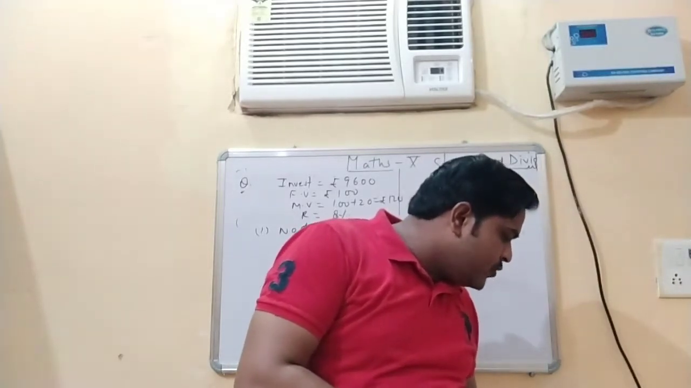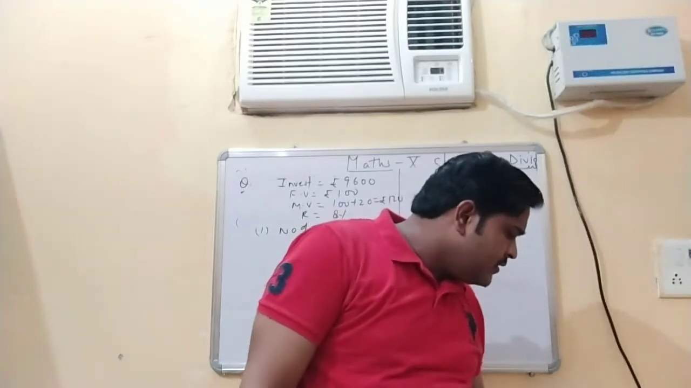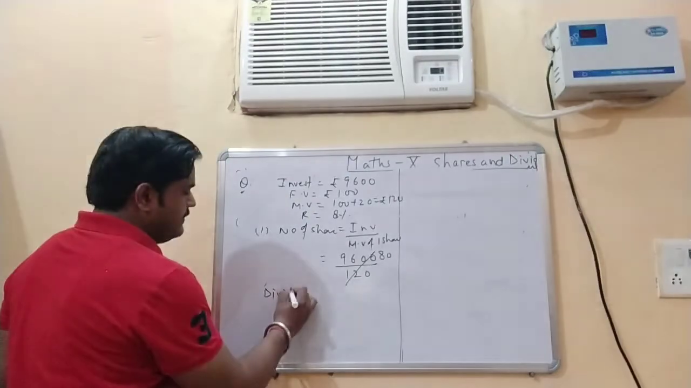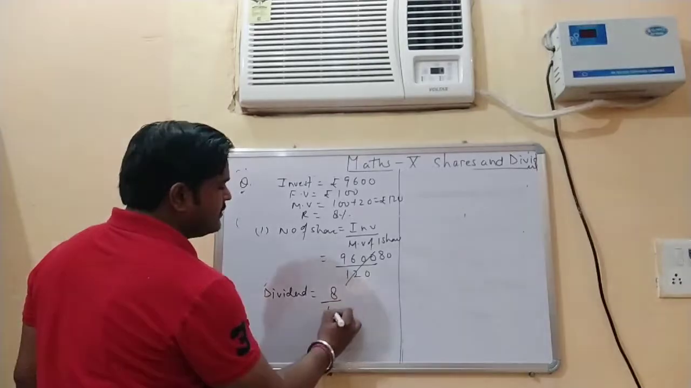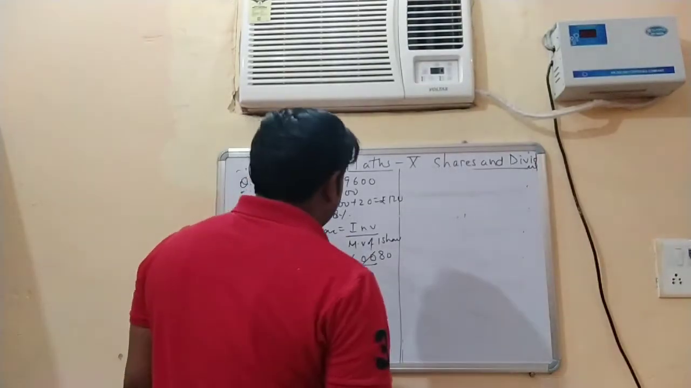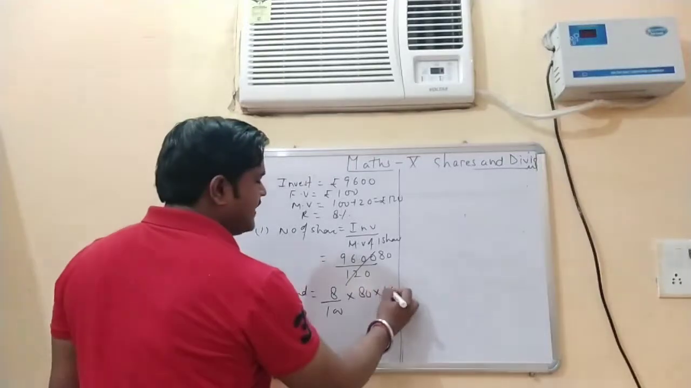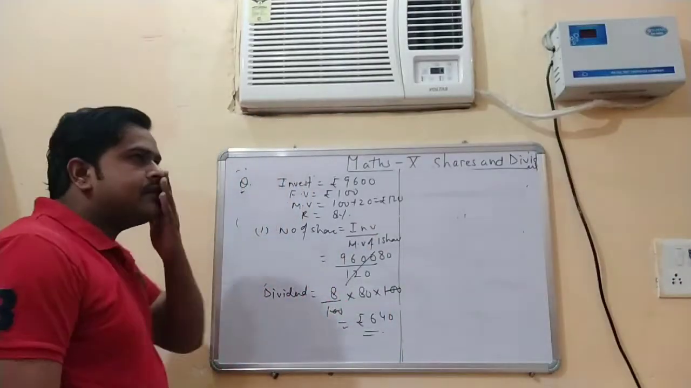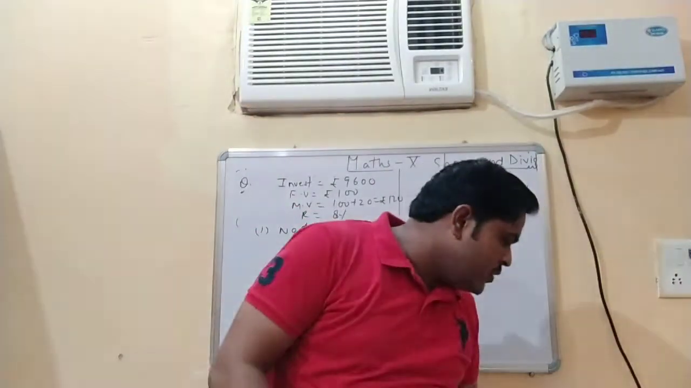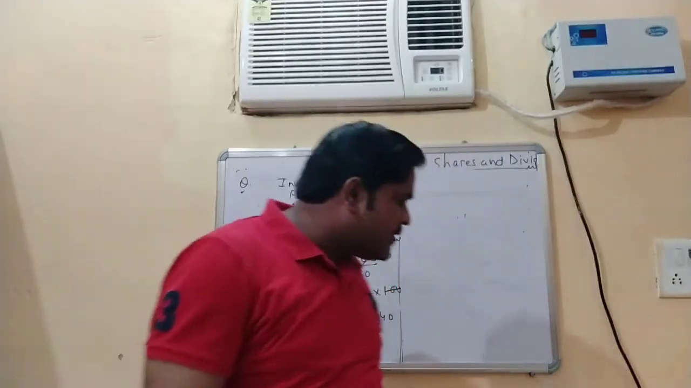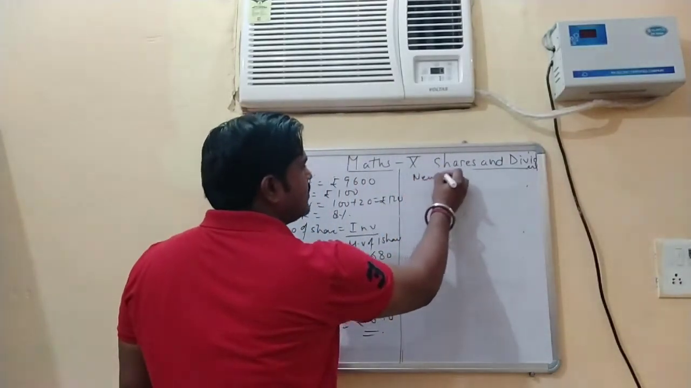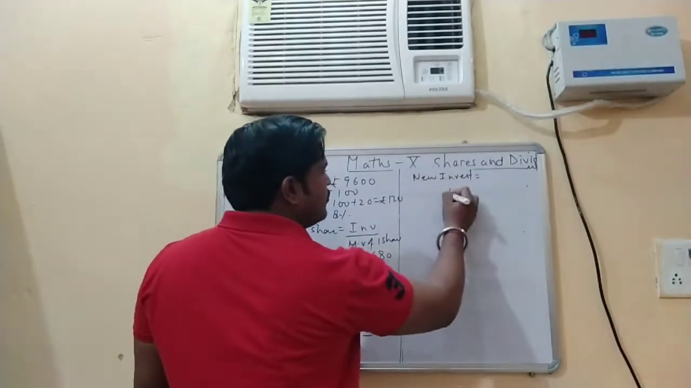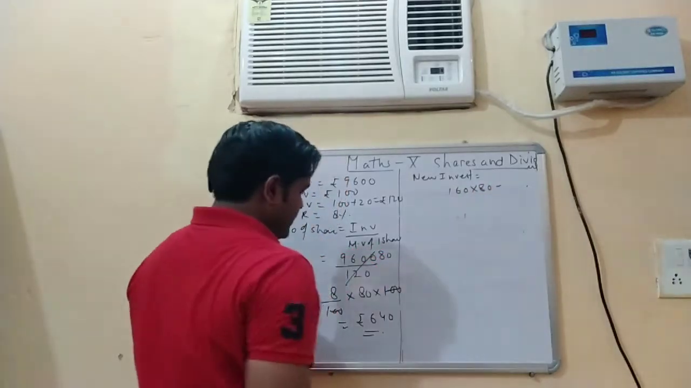So now what we'll do, we'll calculate the dividend. Now dividend will be equal to 8% multiplied by number of shares, 80, into face value. This will be 640. Now the dividend is 640. Now he has sold some of the shares when the price rises to 160. So the new investment will be equal to 160 into 80 minus 640.